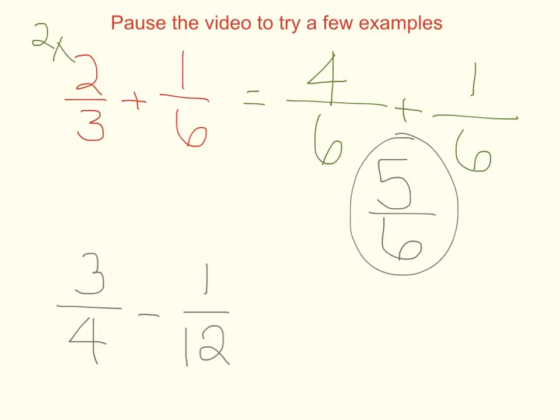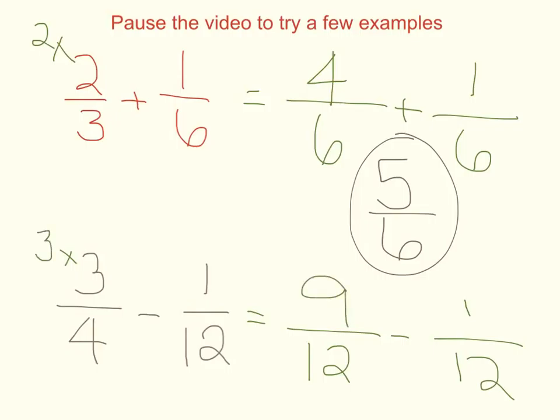For the next example, we have 3/4 minus 1/12. You have to find a common denominator, so we're going to change the first 4 to a 12 and leave the 1/12. We have to ask ourselves, what did you do to 4 to get 12? And you multiplied it by 3. So we're going to multiply the top by 3 and get 9. Now you have 9 minus 1 equals 8. So we would have 8/12 for our answer.